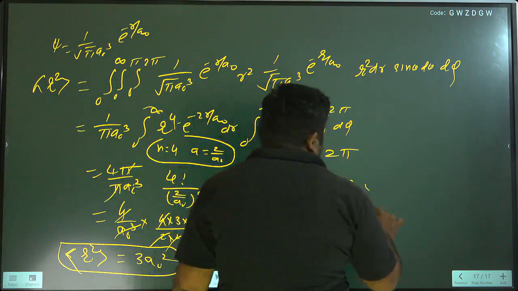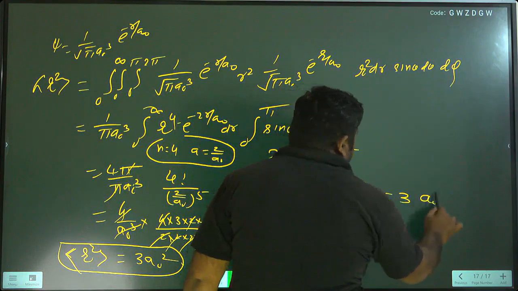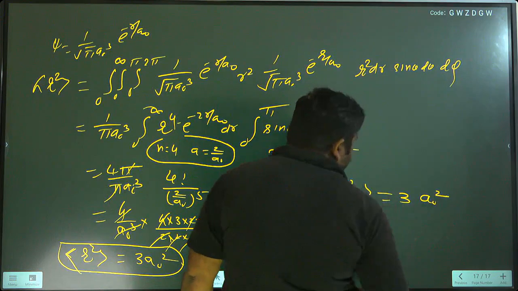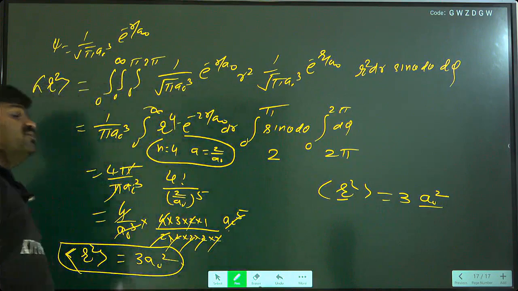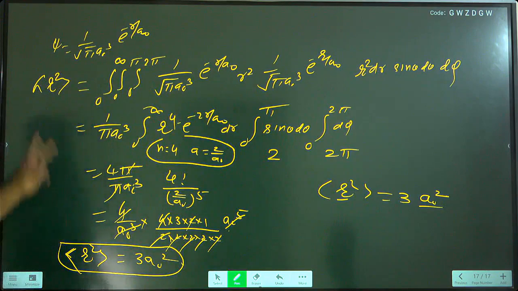Look, is it dimensionally correct or not? The 3 is a constant. What is the dimension? This is meter square. A naught square is also meter square. So this is also dimensionally correct. What is the expression of r square? The expectation of r square is equal to 3 a naught square. Yes, any doubt? Tell me, which term do you not understand?